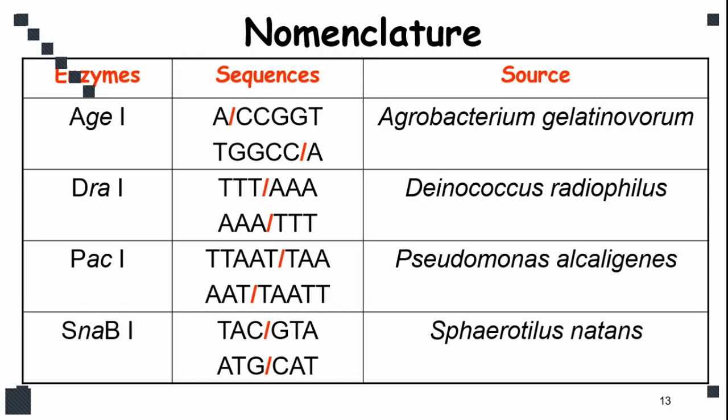Then the next is, as you can see here, SNAB1. SNAB1 is from where? It's actually from Spirulithus natans, and this one follows a normal nomenclature. S was for the S, and then Na from the natans, and then B, remember B1 is what? The strain name. So if you identify a particular restriction enzyme from a particular source, this is how to follow to nomenclate it.